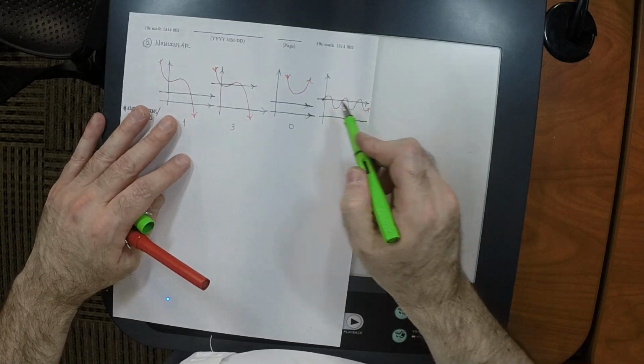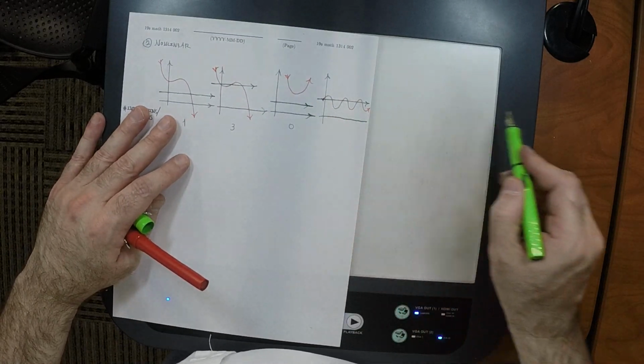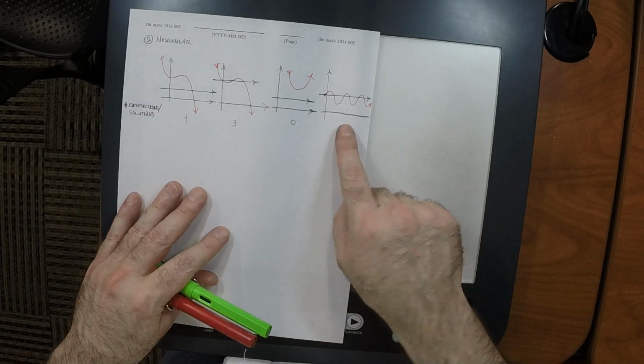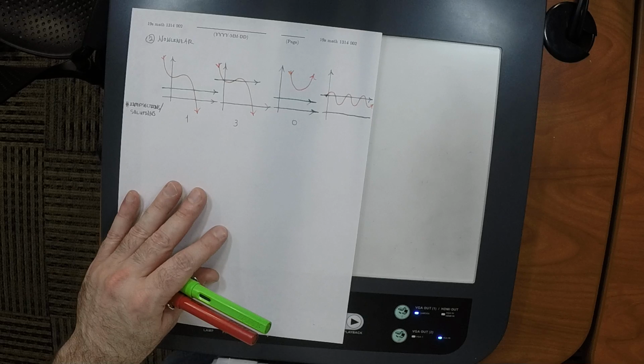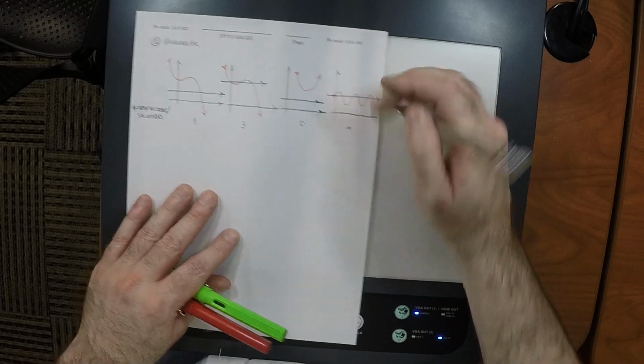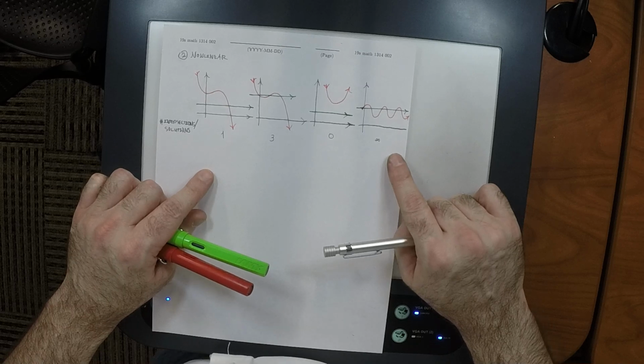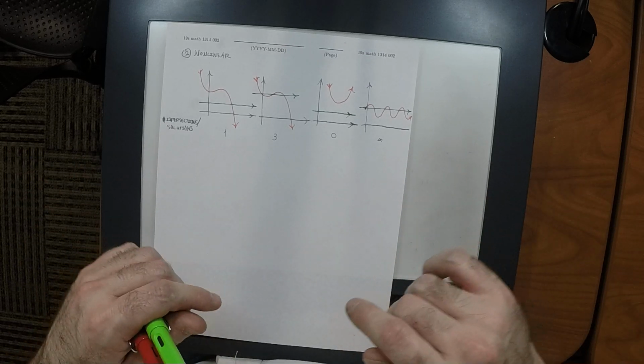Now, we can only see part of this, but the red keeps going and the green keeps going. How many intersections would there be? Infinitely many. So the nonlinear case is interesting, right? That's where the interesting stuff is.